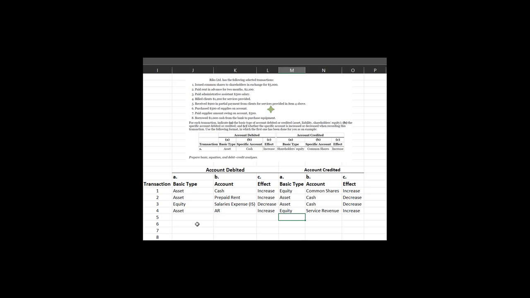All right. And I know I said no more journal entries, but I'll do one more next. All right. Received $900 in partial payment from clients for services provided in item four above. So we did work for them here and then they paid us. Well, they paid us, which means that our cash is going to increase, and it also means that they paid us for items that they owed us in the past, which means our accounts receivable is going to decrease.